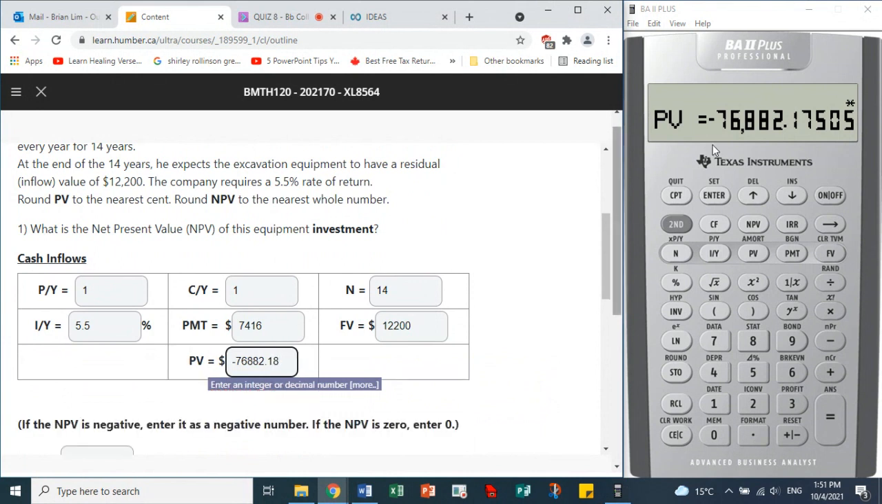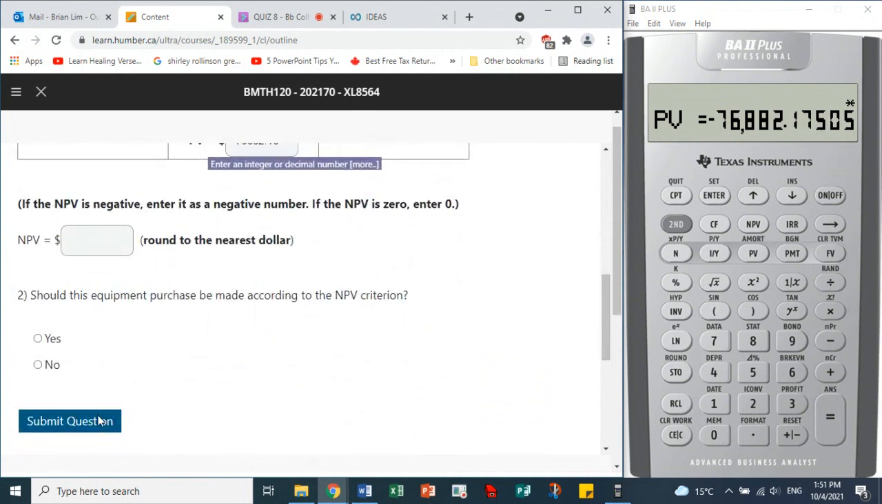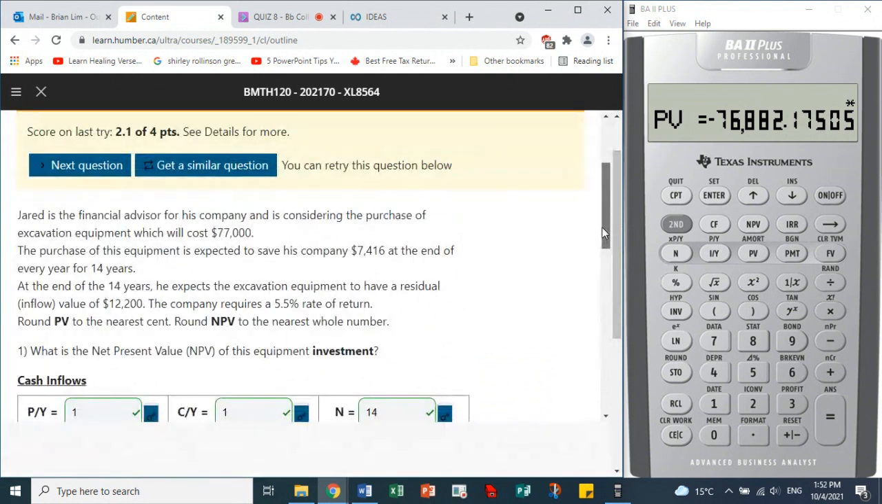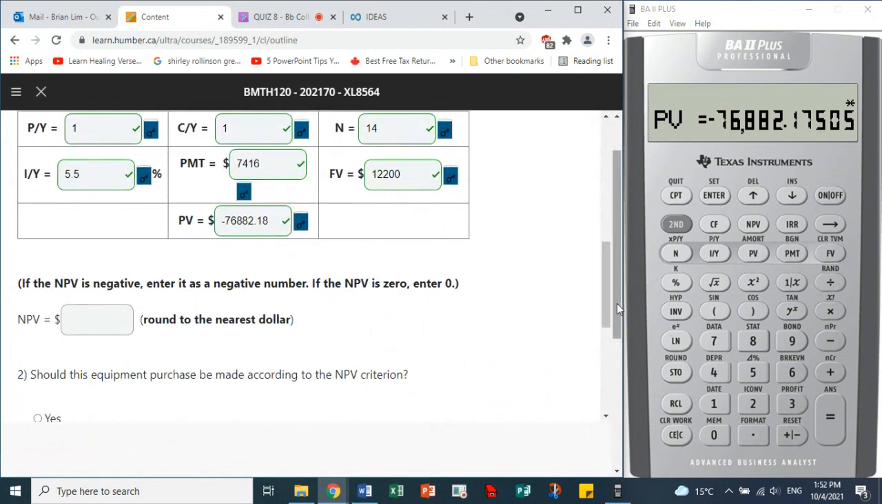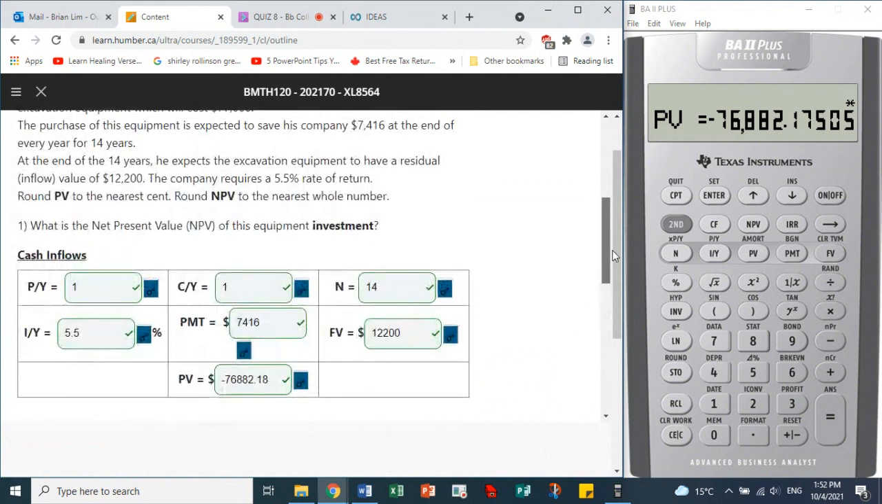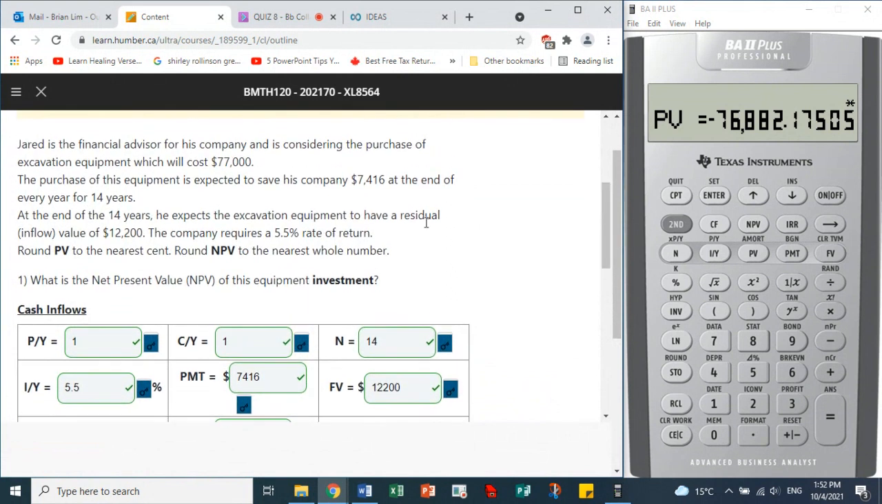76,882.18. That is rounded to the nearest cent right here. All right, so we can try it just to make sure that it will take that negative number, and it does. Okay, if the net present value is what we have to find, how do we find net present value? Well, it's present value in minus present value out.